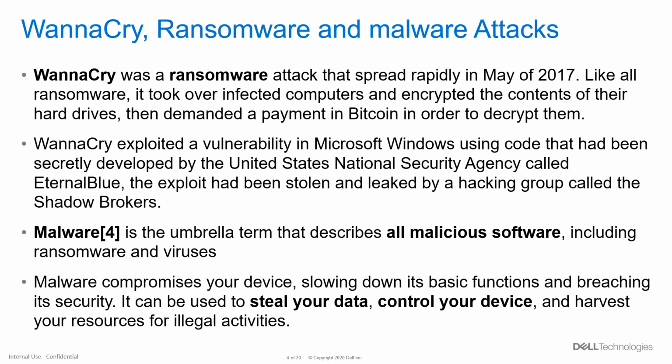Let's understand some of the attacks on the cyberspace: WannaCry, ransomware, and malware attacks. WannaCry was a ransomware attack that spread rapidly in May 2017. Like all ransomware, it infected the computers and encrypted the contents of the hard drives, and they demanded a payment in Bitcoin in order to decrypt them. WannaCry exploited the vulnerability in Microsoft Windows using code that had been secretly developed by the National Security Agency in America. The exploit had been stolen and leaked by a hacking group called Shadow Brokers.